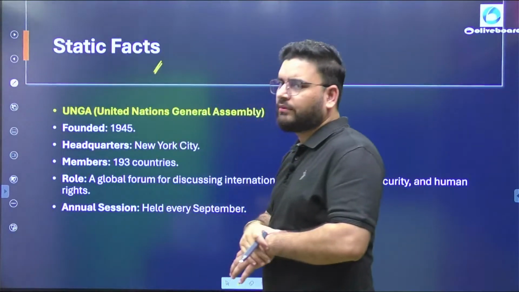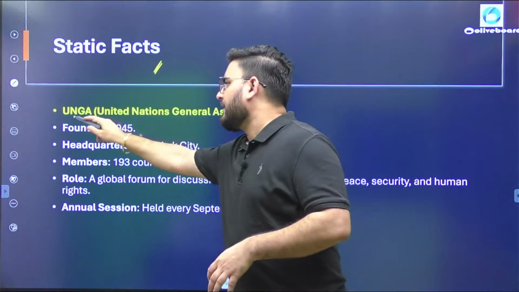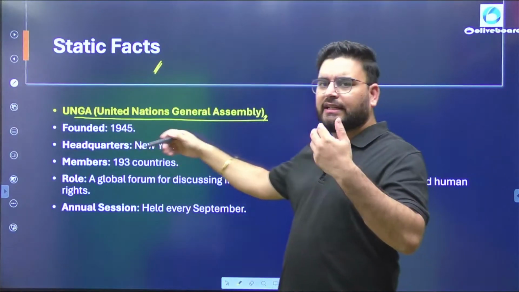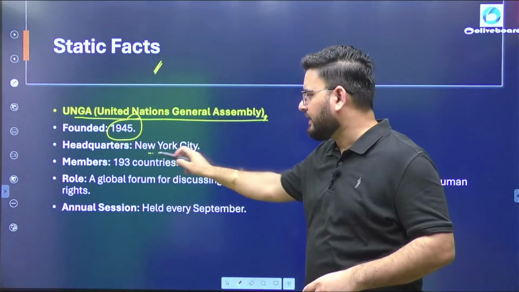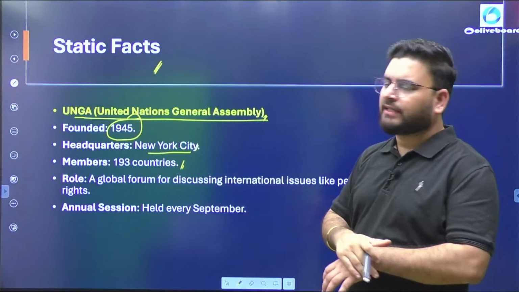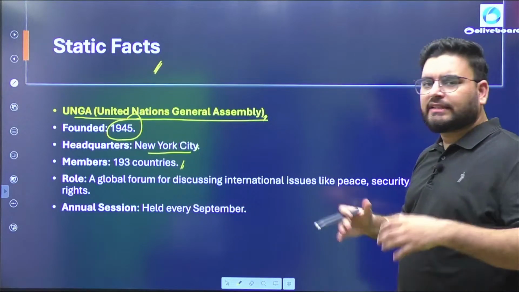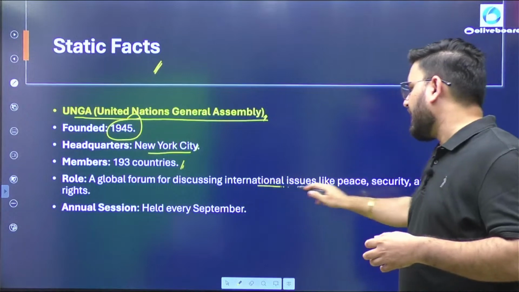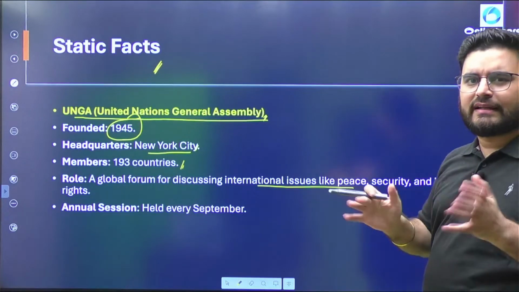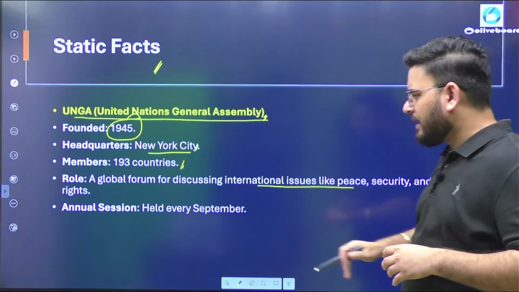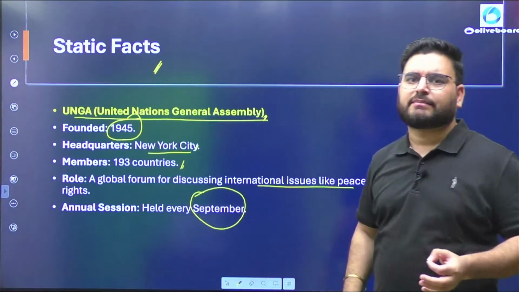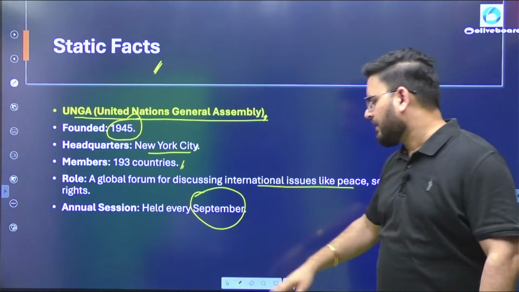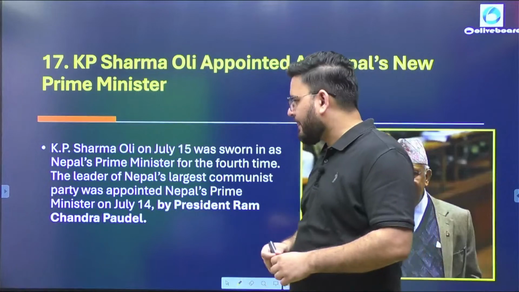So the static fact we have to remember about the United Nations General Assembly. Again, it is a part of the United Nations. It was formed in 1945, and the headquarters is in New York City. It has 193 member countries. It is a global forum for discussing international issues like peace, war, and so on. And every year in September, the United Nations General Assembly session takes place. You have to remember this.